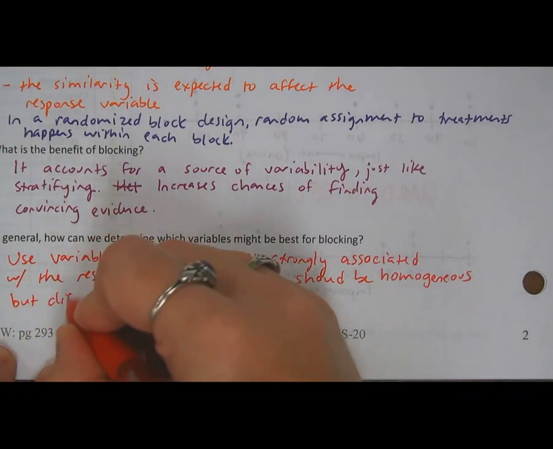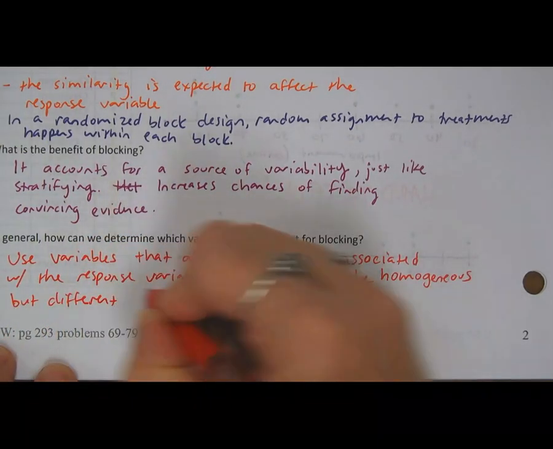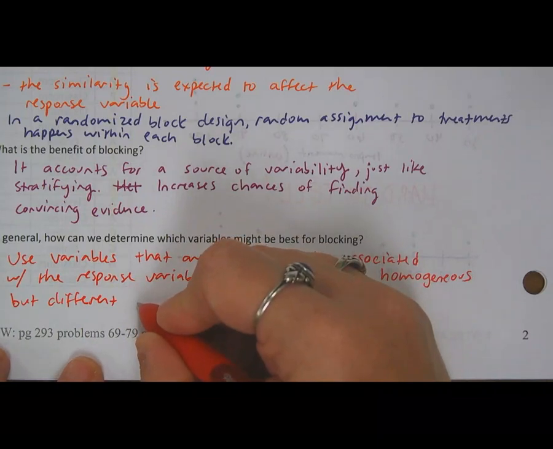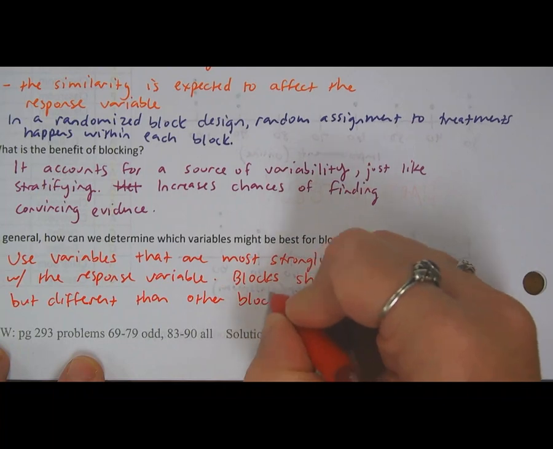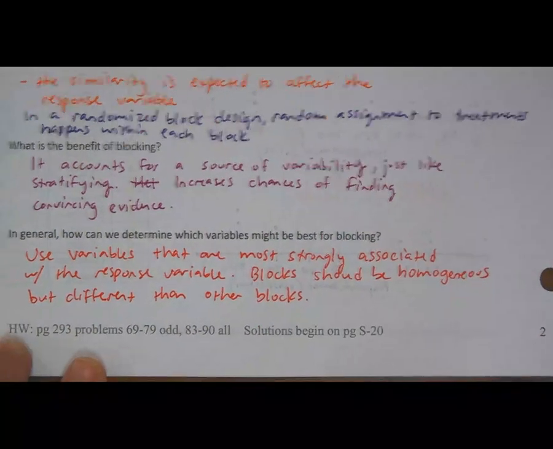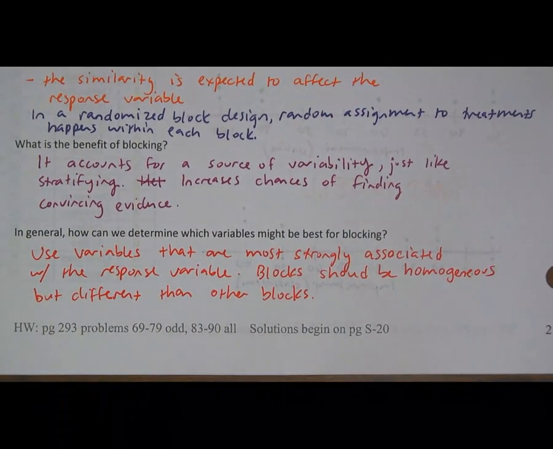Blocks should be homogeneous, but different than other blocks. It just seems very redundant because of the concept we covered when we were talking about stratifying, and this might help you understand stratifying better. If you're still stuck between, is it a cluster sample, is it a stratified sample? It's very similar to this. So your groups are very similar within, different between.